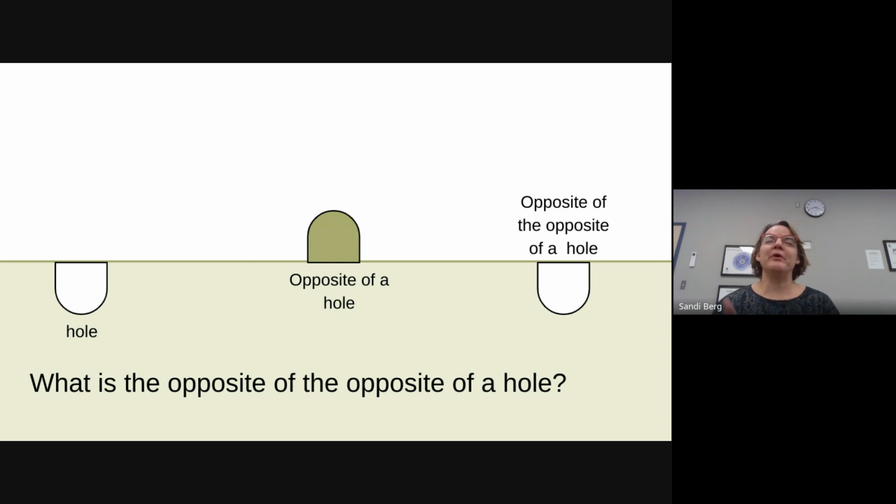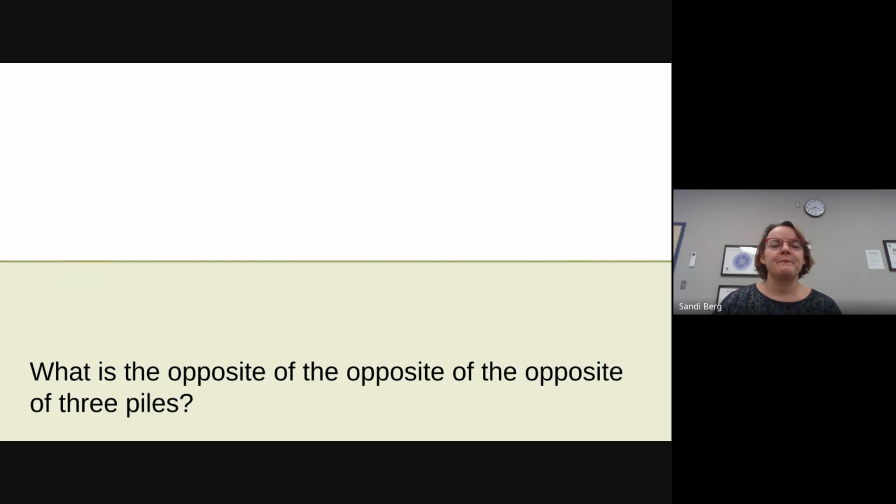And you might be wondering, what does this really have to do with integers? But it's this connection to nature that we can play with, the connection to their understanding of piles and holes and sandboxes, but we will get to the abstract aspect of integers. But we're going to go nice and slow. This is a really tricky concept. All right, here's another one for you. What is the opposite of the opposite of the opposite of three piles?